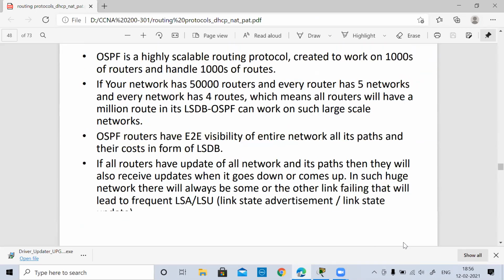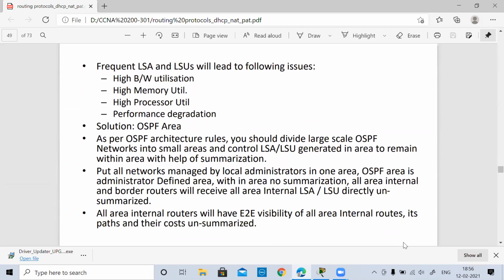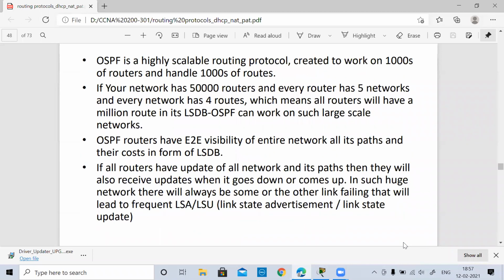So here we saw that you have to divide it in such a manner that you are controlling it within the area with the help of summarization. So you will put all the networks managed by one local administrator in one area, and the OSPF area is an administrator-defined area. Within the area there is no summarization. Every router will send the updates to the other routers within the same area. There we are not using the concept of summarization.